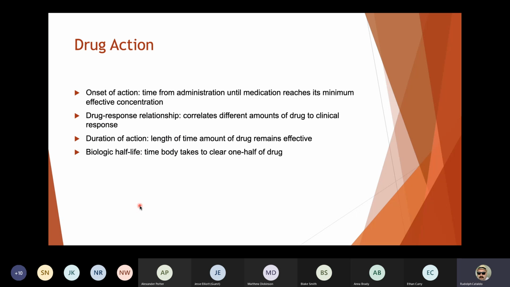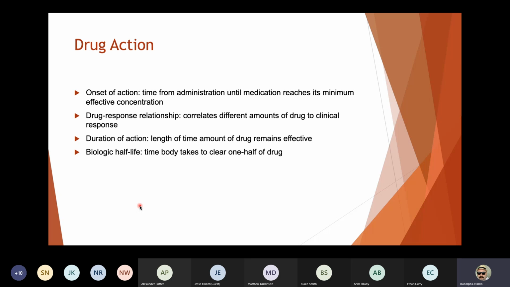Onset of action, the time from when we administer the medication until we see the desired effect. So fentanyl, let's just say I give 50 or 100 micrograms for pain management, generally say 3 to 5 minutes before you can see a response from patients. So that would be the onset time of fentanyl.